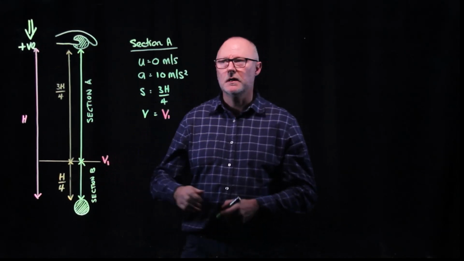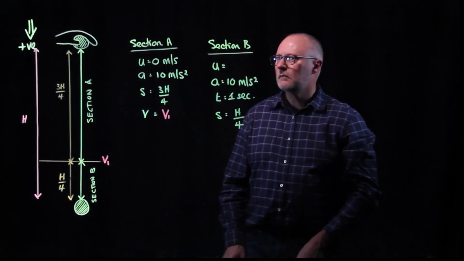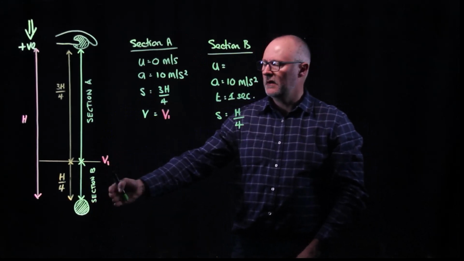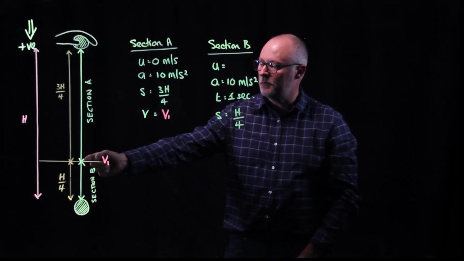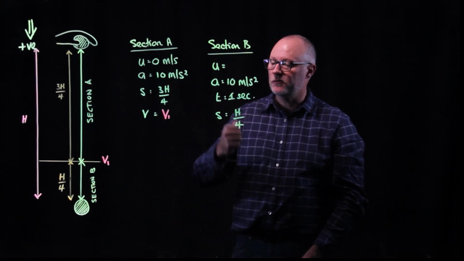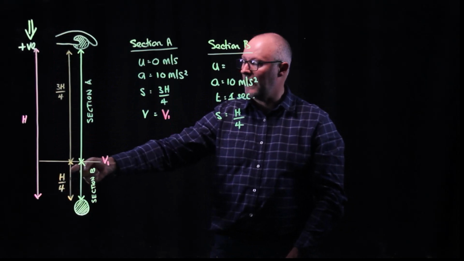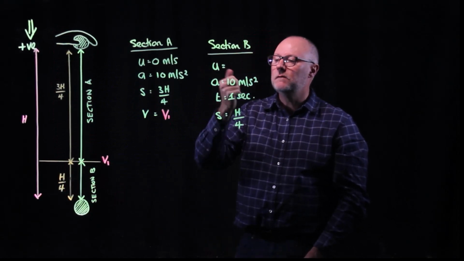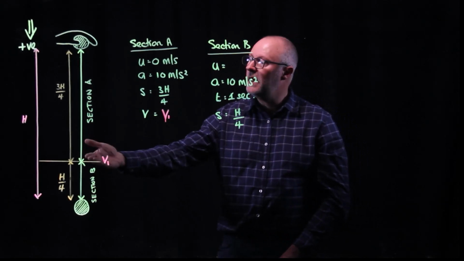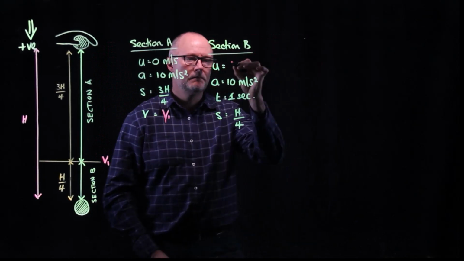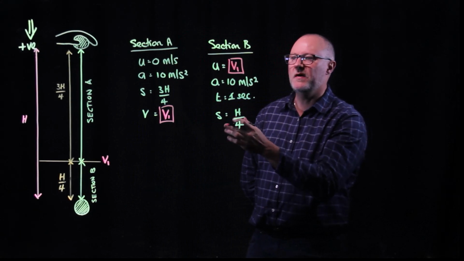Now let's consider section B. Okay, considering section B, what we have is still an acceleration of 10 meters per second squared. We were told it took 1 second for the ball to travel the final quarter of its displacement, so t equals 1. The displacement it's covering in section B is 1/4 of the total h, so h over 4. Now, the initial velocity, we don't physically know it, but we do know the initial velocity of section B will be equal to the final velocity of section A. These two velocities are equal and very important in terms of how we solve this problem.